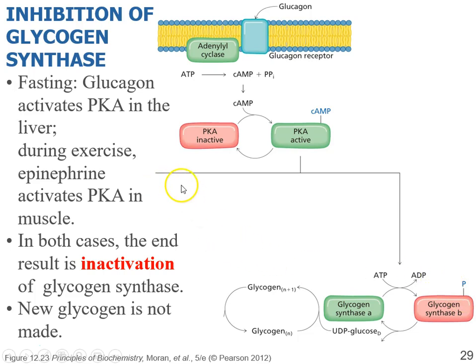So phosphorylation turns glycogen synthase off. So we have glycogen synthase B. Remember, we're using A for active and B for inactive. So we're not making new glycogen. Glycogen synthase is inactive. When you're fasting, you're not able to make new glycogen.